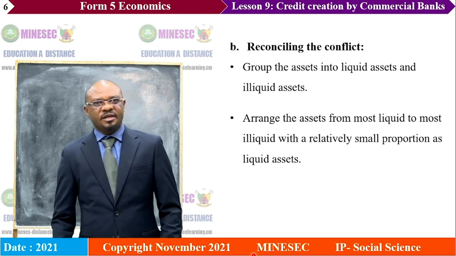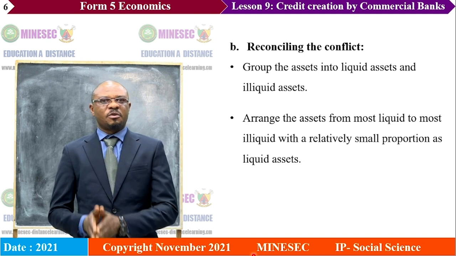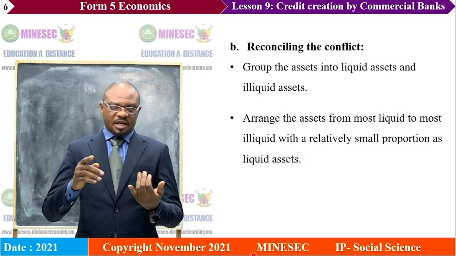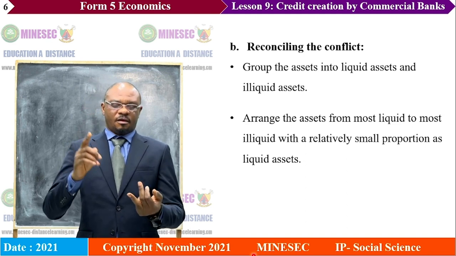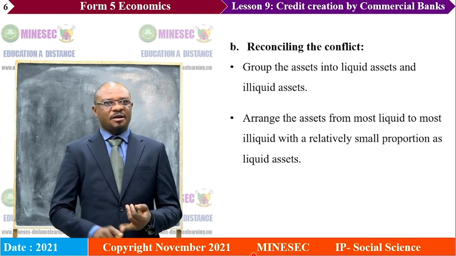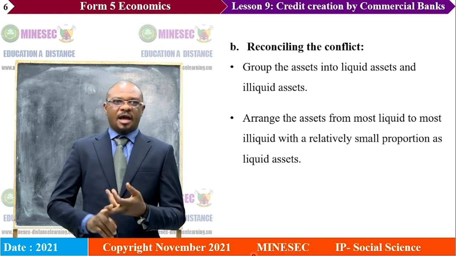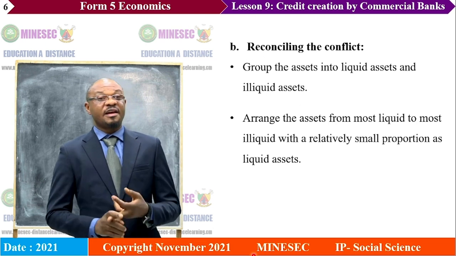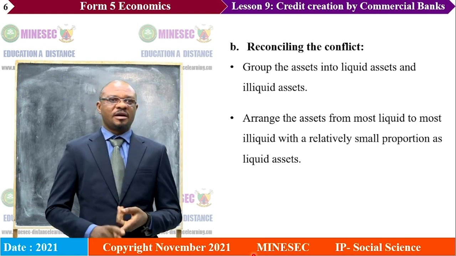Cash itself is liquidity. So arranging the assets from the most liquid to the most illiquid, it means that we'll have cash and balances at the central bank, those are the most liquid assets. And then money at call and short notice is very liquid, but earns some interest for the bank.